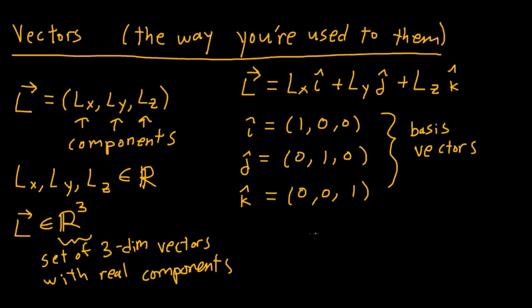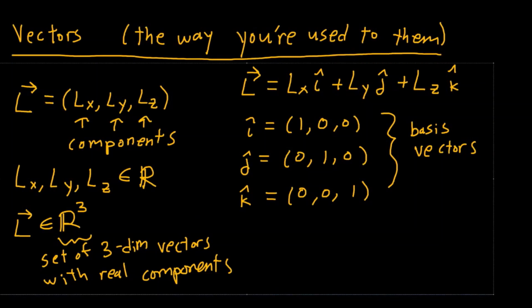So that means that any vector in R3 can be written as a combination of i hat, j hat, and k hat. Now let's clear away the screen.